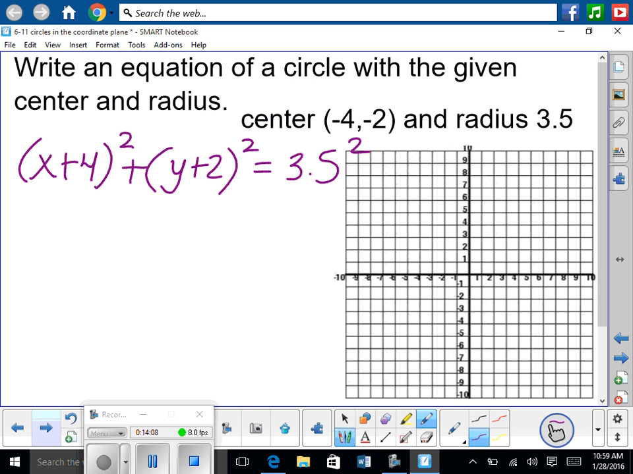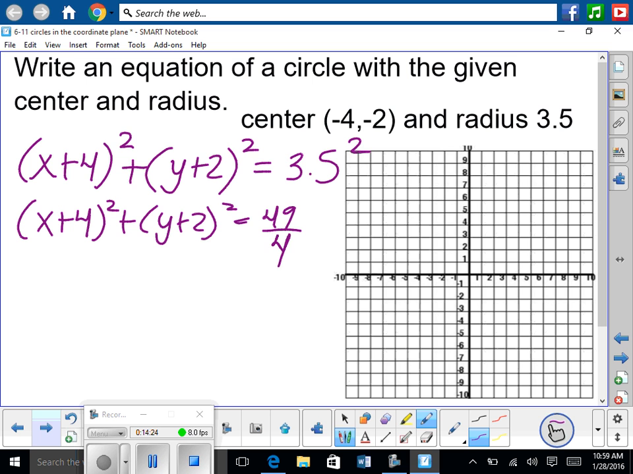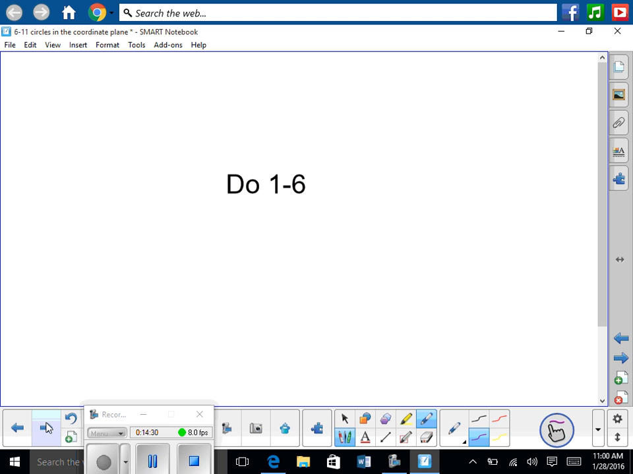Take your calculator if you need to and go. Parentheses, 3.5, parentheses squared. You get 12.25. I'm going to change it back to a fraction. So I have x plus 4 squared plus y plus 2 squared is equal to 49 fourths. There's the equation of my circle. Are you ready to go on your own? Okay, do problems 1 through 6. I need you to go quick.